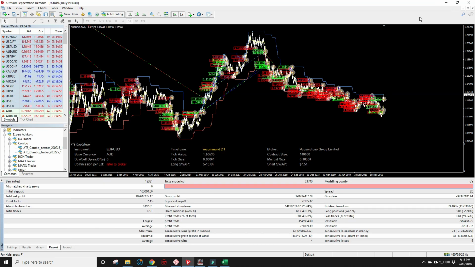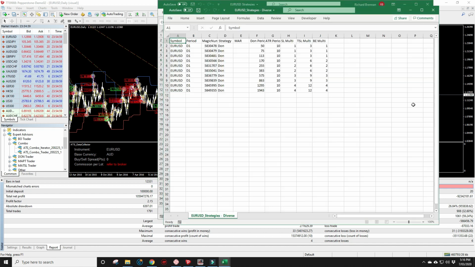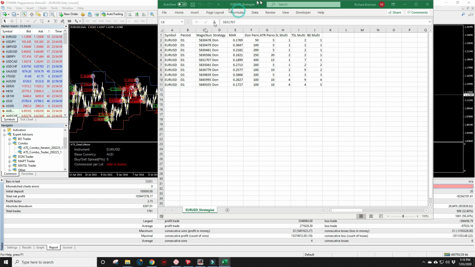So the next thing I want to do is say, right, so that was using an optimized series of values. What I'm saying now is, well, hold on a bit, let's choose our own values. Now what we're doing here is we're saying, well, if we choose our own values, then we can't be accused of curve fitting.